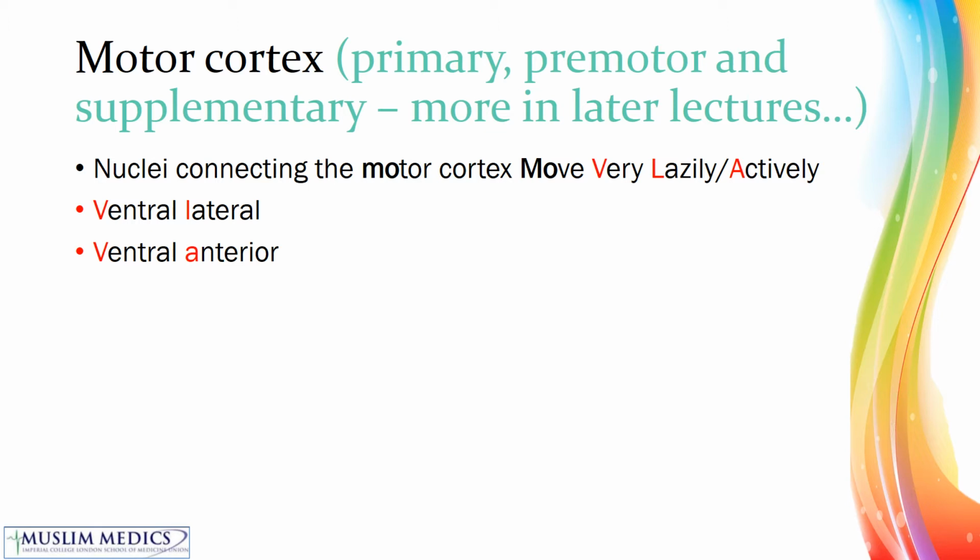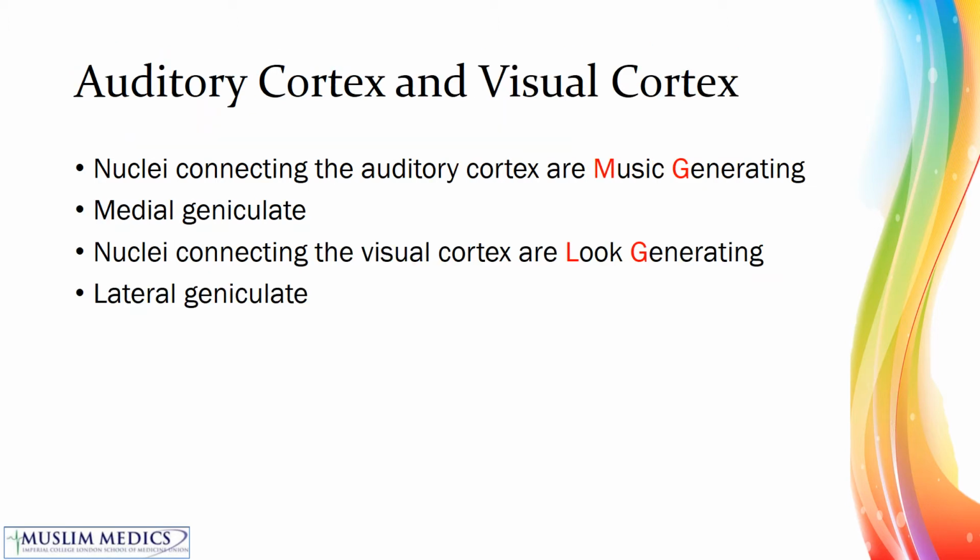The mnemonic to remember this is move very lazily or very actively, and these will give you your ventrolateral or your ventral anterior nuclei. For your auditory cortex, the nucleus connecting to it is the medial geniculate nucleus, and this can be remembered using MG for music generating. For the visual cortex, the nucleus responsible is the lateral geniculate, and this can be remembered using look generating.